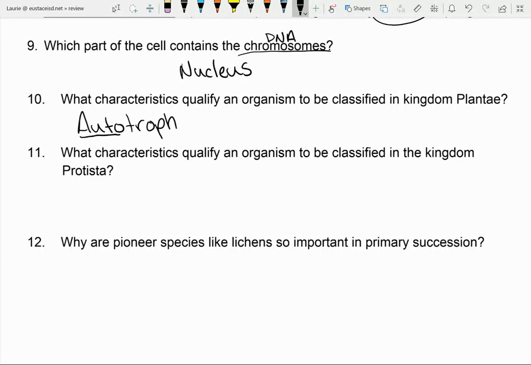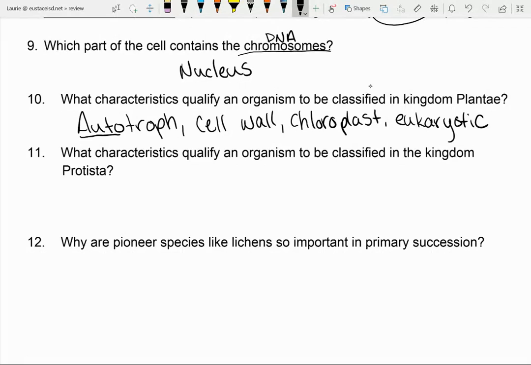They also look at features of the cell. So again, we're looking at the cell part. So they have a cell wall. They have chloroplasts. They are eukaryotic cells. Remember, eukaryotic cells do have a nucleus.